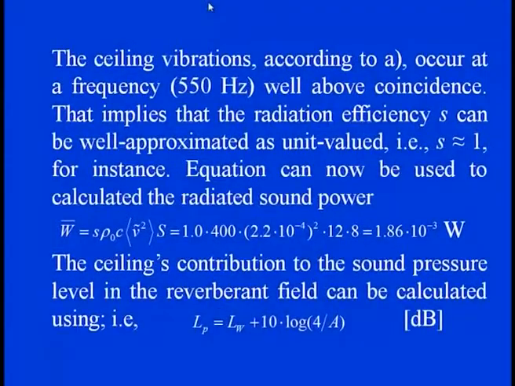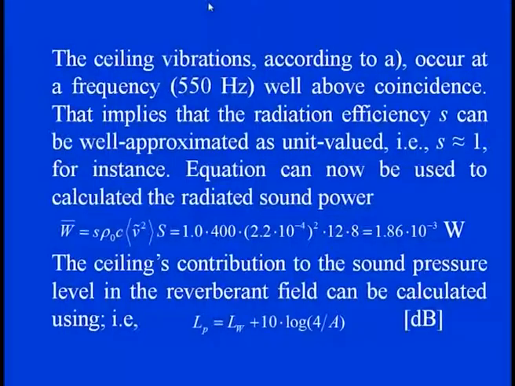So, the ceiling vibration according to this excitation can occur at the frequency of 550 hertz, well above the coincidence frequency. That means the radiation efficiency can be easily approximated as the unit value, because the coincidence frequency of the ceiling is 100 hertz, and the exciting frequency is 550 hertz, a huge difference. So, the radiation efficiency is almost near about 1.